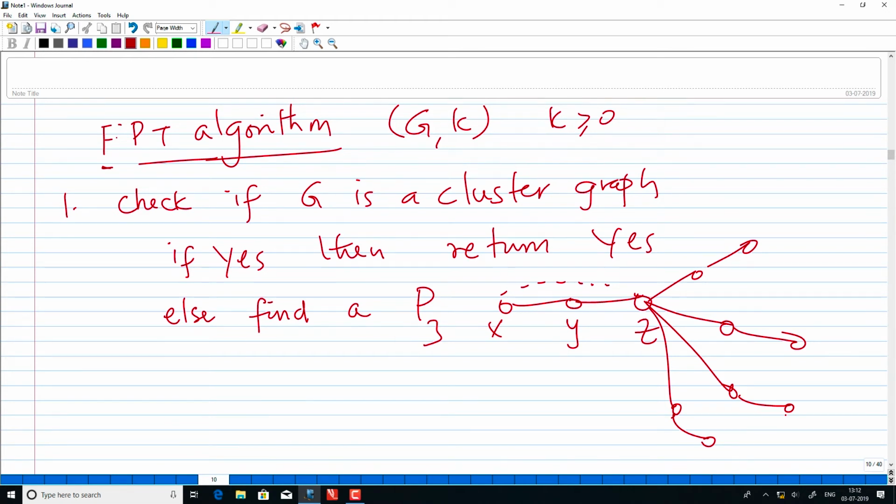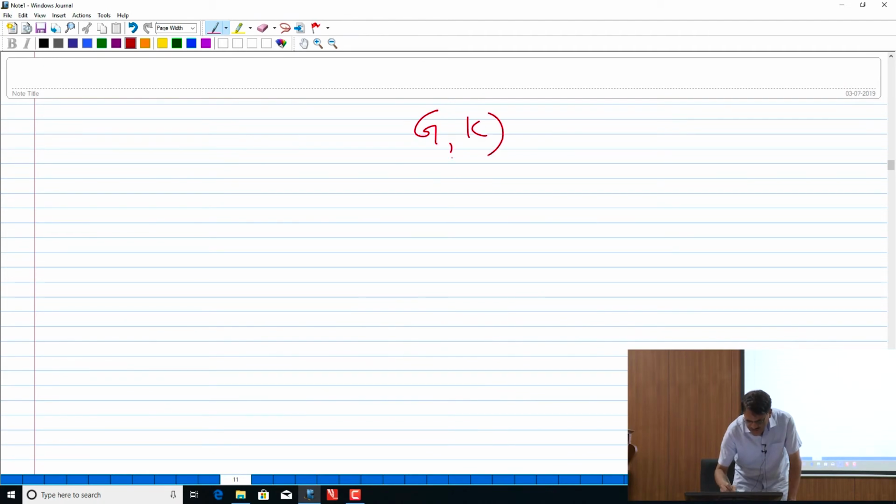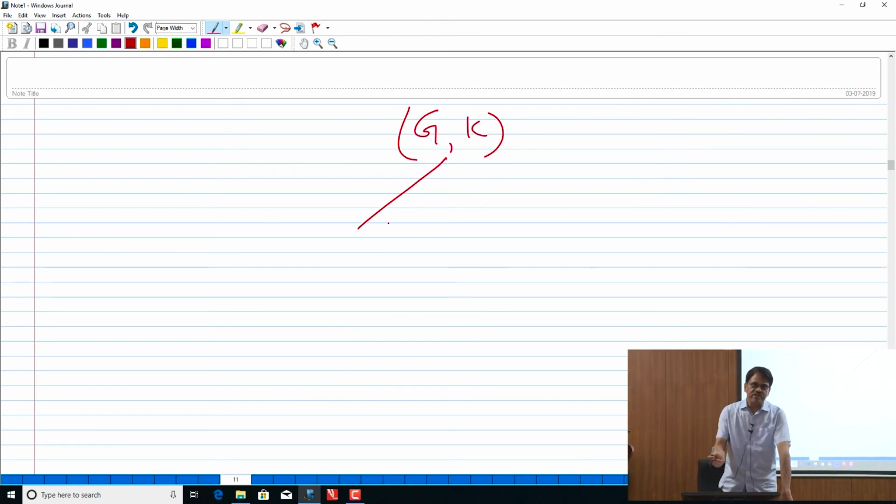Now comes the analysis part. That's a key thing. So I'm going to say, this is the word which we will use, branch by deleting x or y or z. I'll draw a picture here. You can think of some sort of a recursion tree. I start with G and k. I have my graph G and I am looking for a deletion set of size k, and either you did not find a P3, the graph itself is a cluster graph, then you will stop and say yes, the answer is done, or you will find a P3.